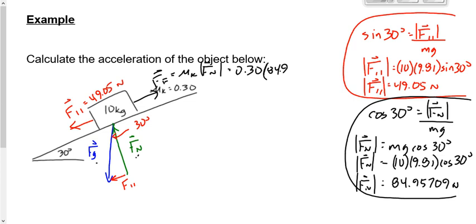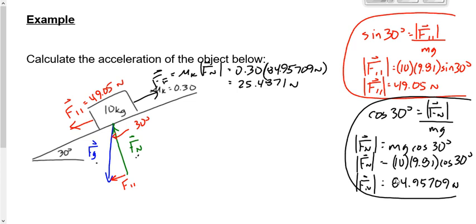0.30 times 84.95709 gives me an FF of 25.4871. Make sense?